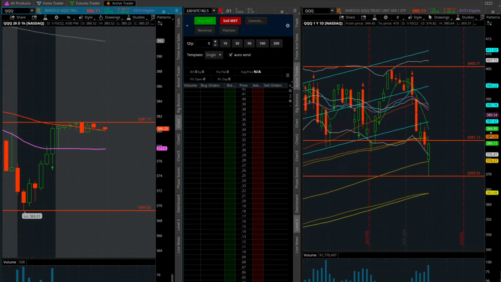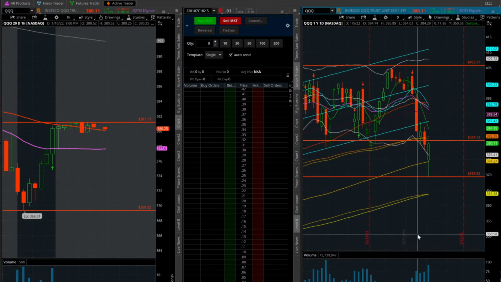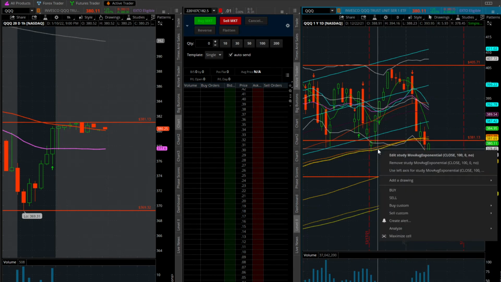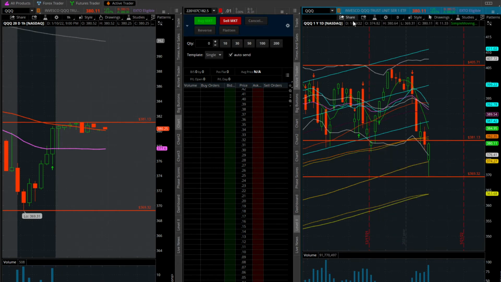If we take a look at the daily time frame and see where that's putting us, that 381.13 is putting us right here at this orange and yellow line on my screen, which is the 100 EMA and the 100 SMA. So we're going to have a little bit of choppiness here. I would expect maybe we get this initial breakout, so it might look something like this on the hourly time frame.